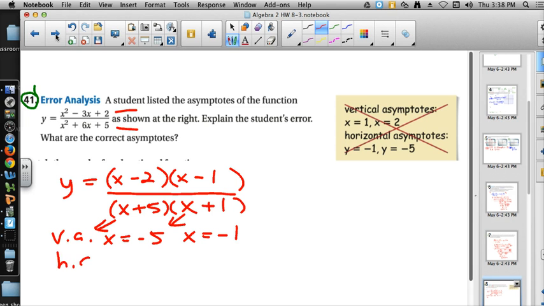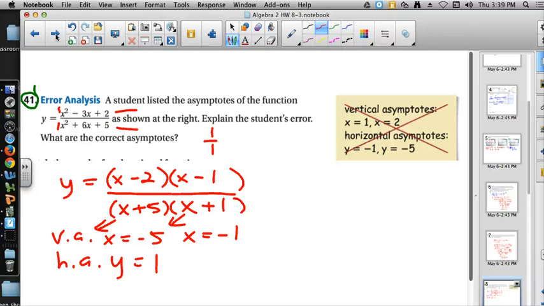And then horizontal asymptotes, well, the degree of the top equals the degree of the bottom, so that means we have to take those leading coefficients as a fraction, and that would be 1 over 1, which is just 1. So y equals 1. Now let's see what they did here. It says vertical asymptotes at 1 and 2. Well, they found the zeros of the numerator. That's not what you're supposed to use. You use the zeros of the denominator. And then it says horizontal asymptotes at negative 1 and negative 5. Well, those are the vertical asymptotes.